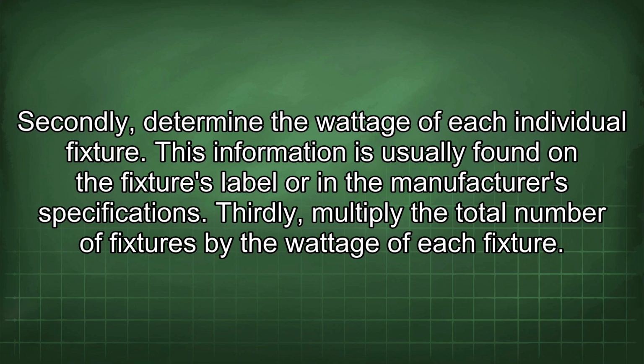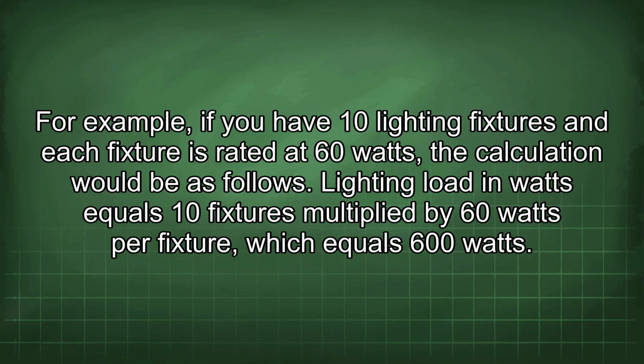Thirdly, multiply the total number of fixtures by the wattage of each fixture. For example, if you have 10 lighting fixtures and each fixture is rated at 60 watts, the calculation would be as follows. Lighting load in watts equals 10 fixtures multiplied by 60 watts per fixture, which equals 600 watts.